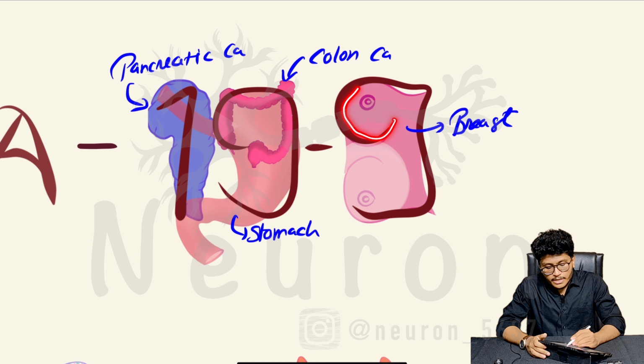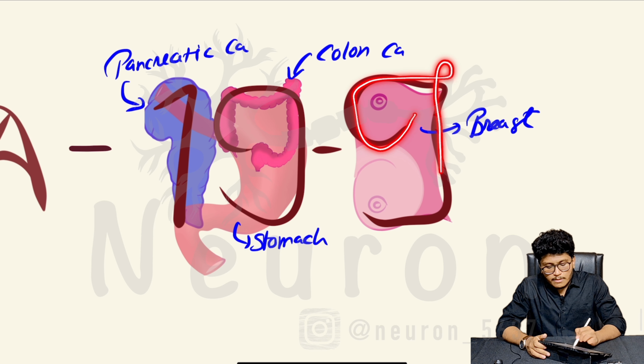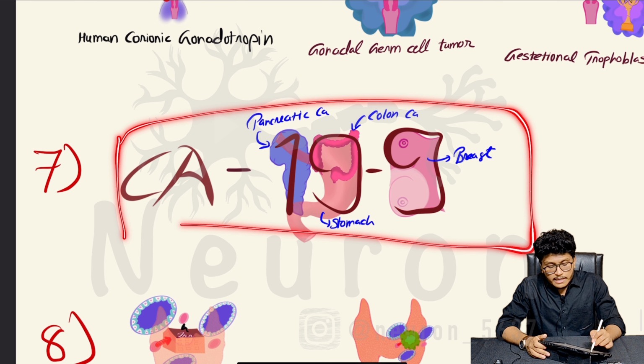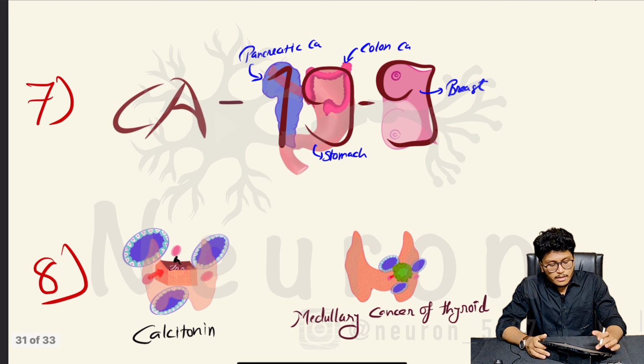Now, this is a breast, but it is only one breast. The other breast was surgically removed. So from that, you can remember that in breast cancers, CA19-9 can be a tumor marker. Now let's move to the next tumor marker.